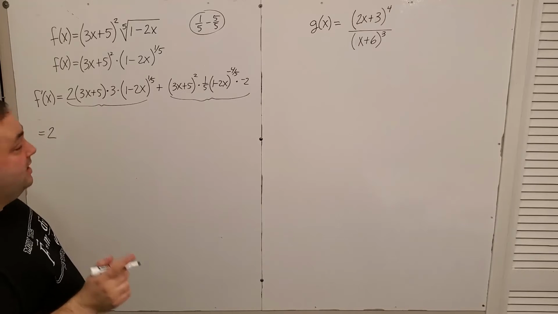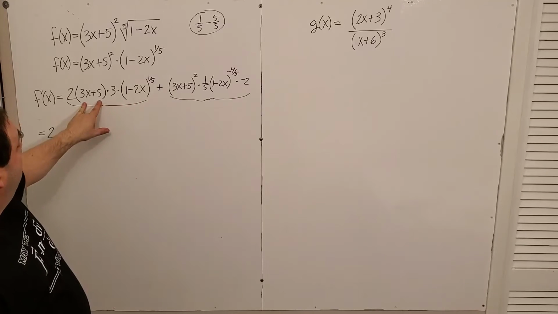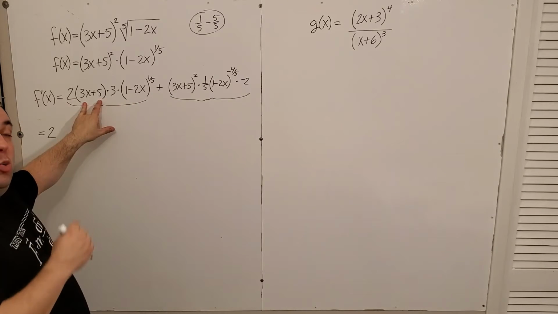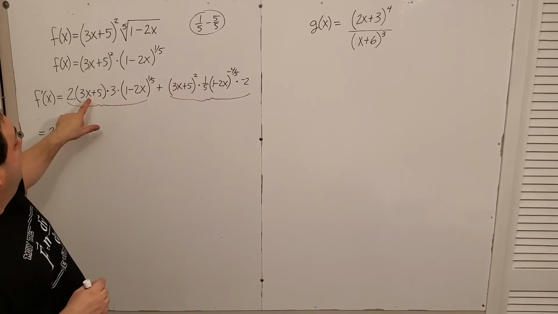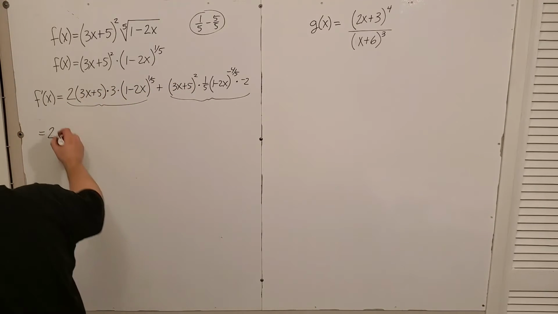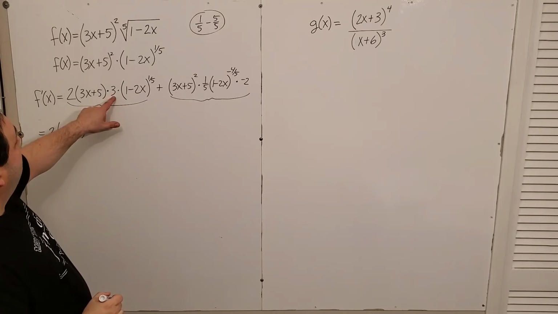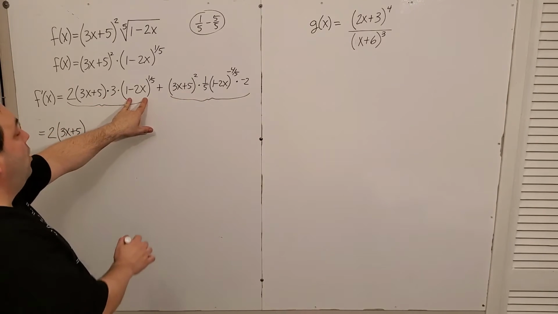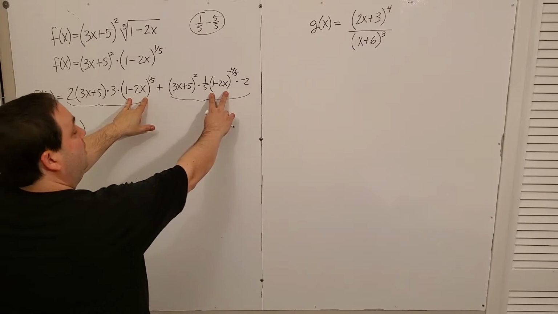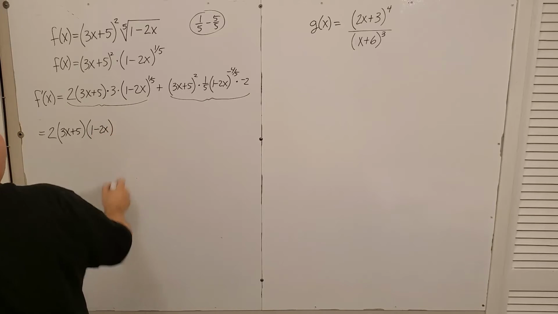Next, I notice that they both have a 3x plus 5 grouping, and I can only take whatever the lowest power is. So there's a 1 power, and there's a 2 power, so I can only take 1. 3x plus 5. Okay? The 3 is going to have to stay, the 1/5 is going to have to stay, but I notice that they both have a 1 minus 2x grouping. So I'm going to pull one of those out, but be careful.